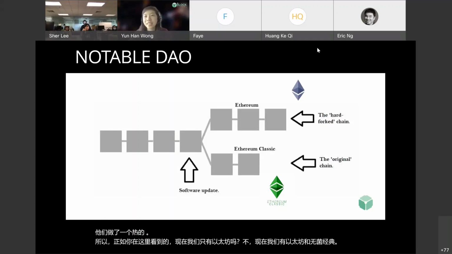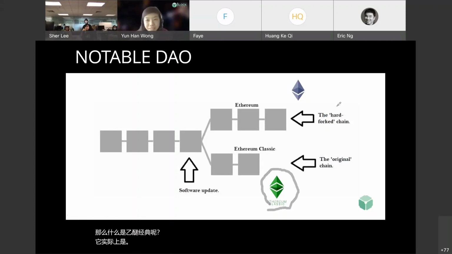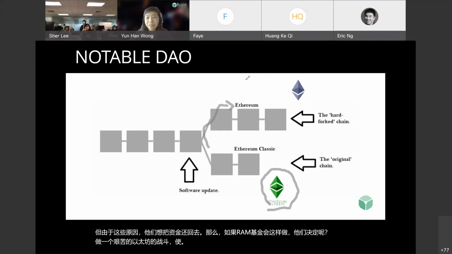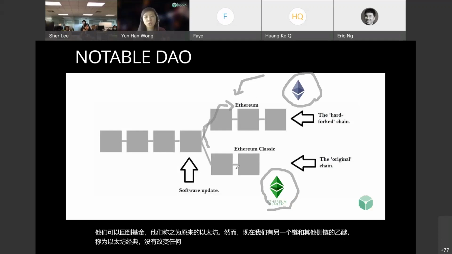So what is Ethereum Classic? It is actually the original Ethereum, including the hack. But because of the hack, they want to give back the funds. So what Ethereum Foundation did was they decided to do a hard fork of Ethereum so that they can get back the funds, and they call this the original Ethereum. However, now we have another chain, another side chain of Ethereum called Ethereum Classic that didn't change anything because they believe that code is law. You shouldn't alter the code. You shouldn't do a hard fork just because there is a hack.